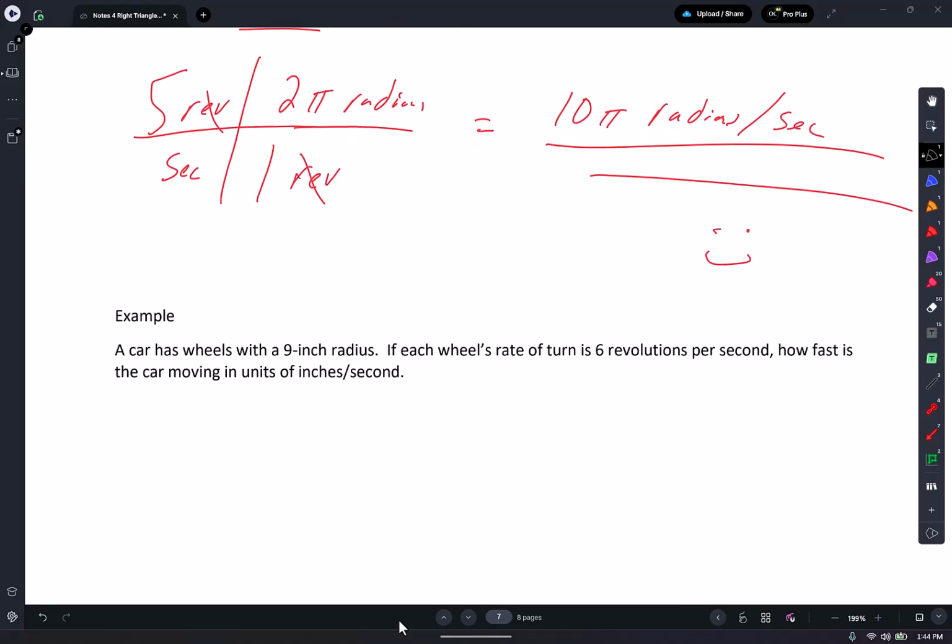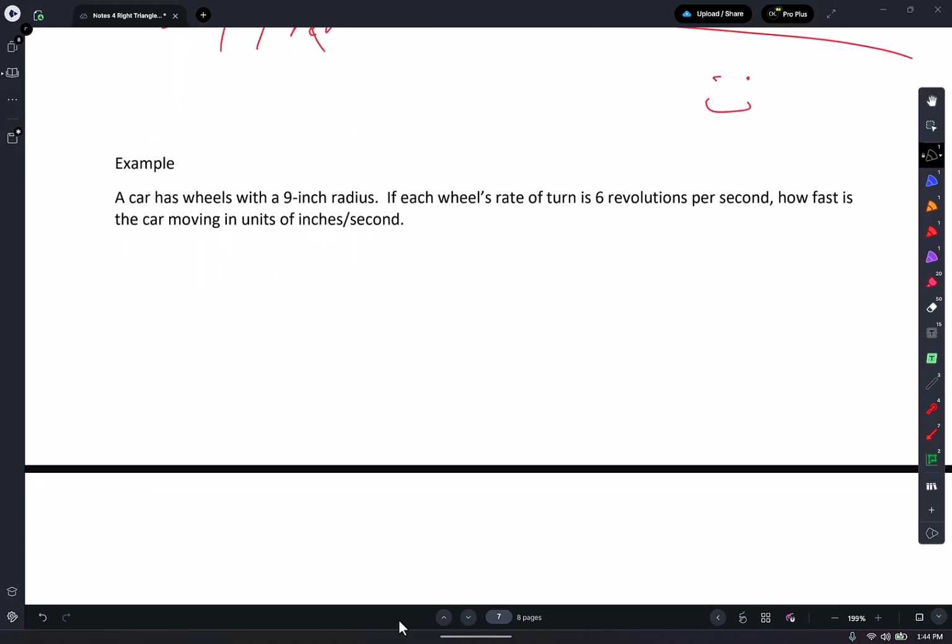Okay, you're going to like this one because it's pretty much the same. A car has wheels with a 9-inch radius. Okay, so it's a little bigger now. If each wheel's rate of turn is 6 revolutions per second, how fast is the car moving in units of inches per second? Okay, so here we go. I'm going to write 6 revolutions per second. Are you okay right now, Miss Taylor?